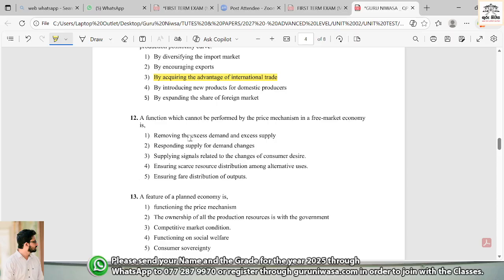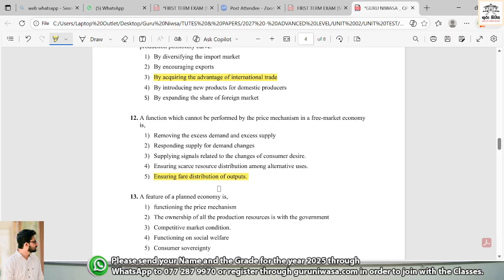Removing excess demand and supply. The price mechanism can do that nicely. We have discussed how to solve this problem even. Responding supply to demand changes, 100%. The signaling function, the third one also is correct. Ensuring scarce resources are distributed among relative users, that is also right. Ensuring fair distribution of output. The price mechanism distributes outputs, not ensuring fair distribution.